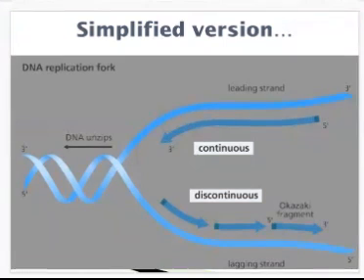Okay, so this is a simplified version of replication in action. This point right here is what we call a DNA replication fork. And as the DNA unzips, that fork obviously moves along. We have our leading strand running from the 3' to the 5', and our lagging strand running from the 5' to the 3'. We have replication occurring in the leading strand in a continuous way, and replication occurring in the lagging strand in a discontinuous way. Now let's go into this just a little bit further.